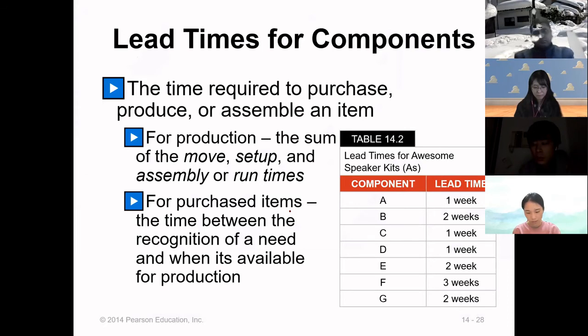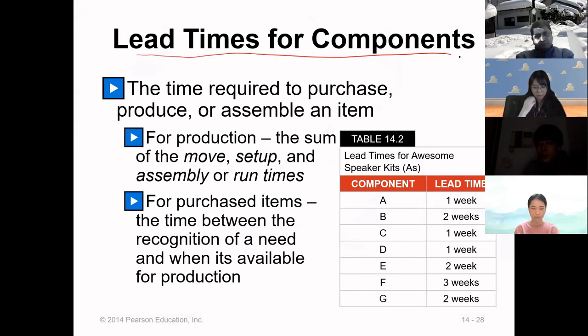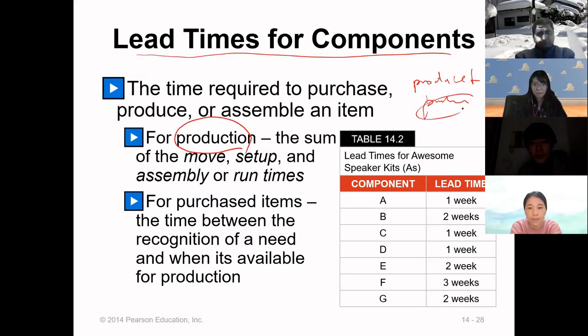Another thing that we have to have information on in MRP is lead time. Lead time for components depends on one of two things. Either you make it yourself, that means it is production, you produce it yourself, okay, or you buy. So both have lead time, okay. So it is the time required to purchase, produce, or assemble an item. For production, it is the total of all the time: moving, setup, assembly, running times, operation.